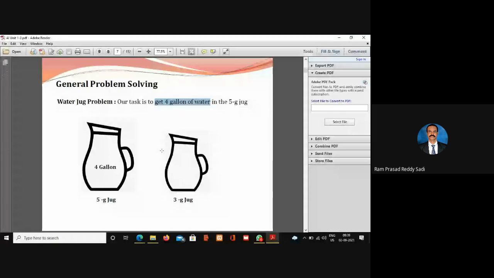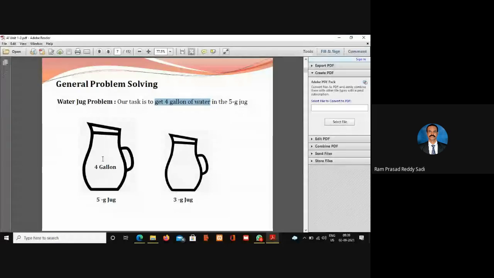Based on the marker, I can simply fill up to 4 gallons up to that marker. So you are given 2 different jugs of 2 different gallon sizes, and now the goal is to fill this 5 gallon jug with 4 gallons of water. The solution could be quite simple, but it should be very generic and applicable to various cases. Suppose I change the size of the gallon and jug, then also it should be applicable.